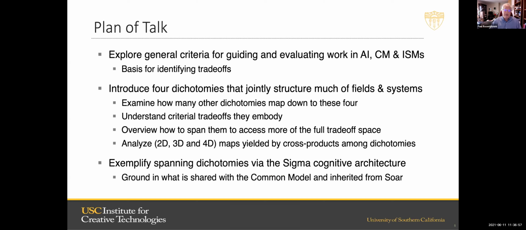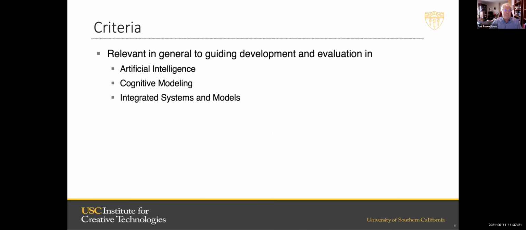And then very briefly exemplify how to instantiate an approach to spanning the four dichotomies via the Sigma cognitive architecture, and in particular, how it's grounded in things that are shared with the common model and things that are inherited from SOAR. Then I'll talk a little bit about a couple of particular things that were added in Sigma.